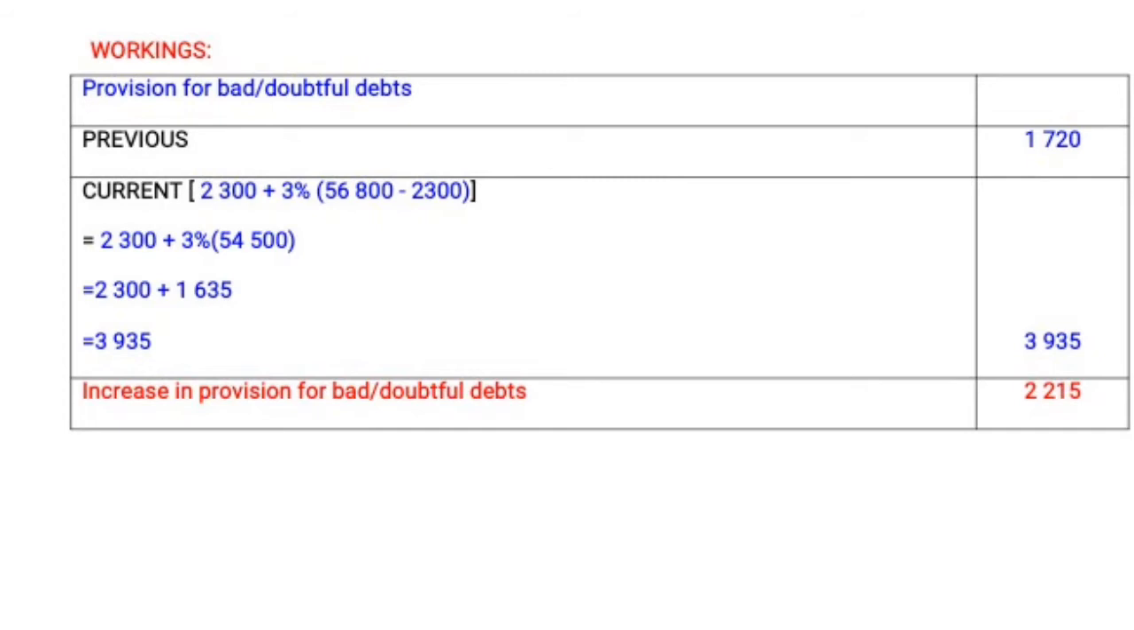You get 3935 as your current figure. Right. So if you compare the previous and the current figure, you can notice that provision for bad debts has increased. It has increased by 2215. So an increase denotes an expense. Hence, we are going to write it under the heading of expenses. I hope you are listening, class.